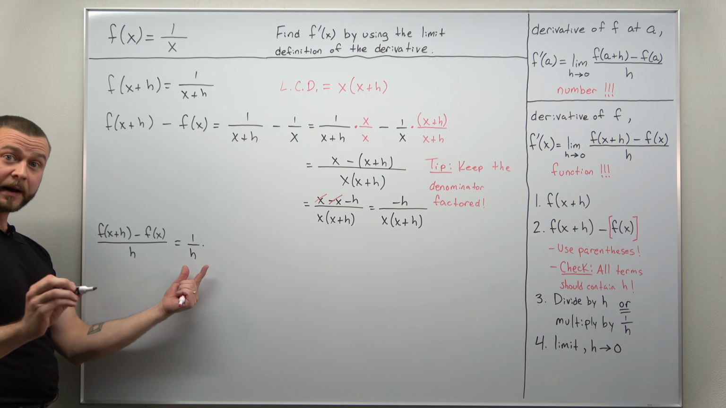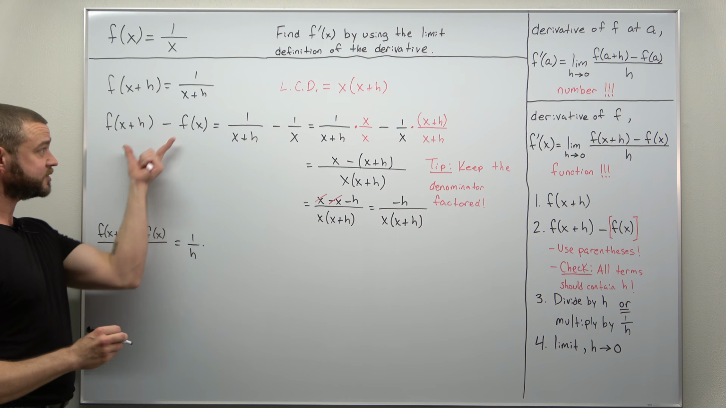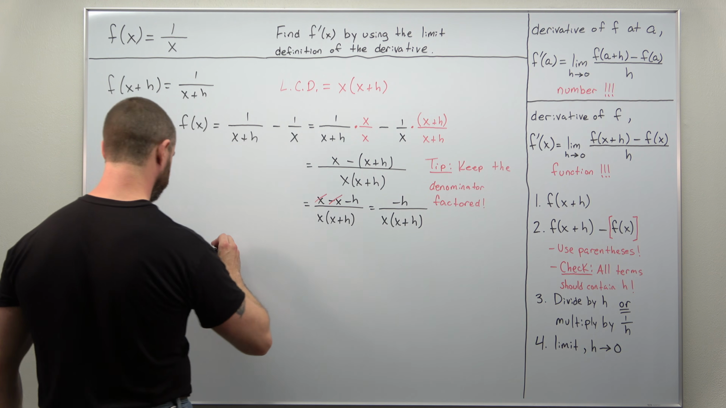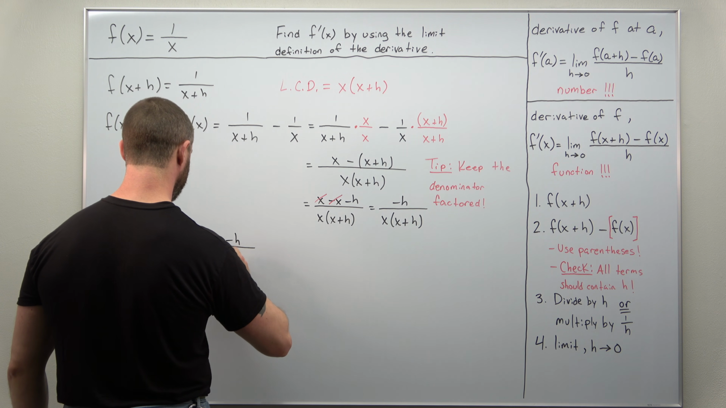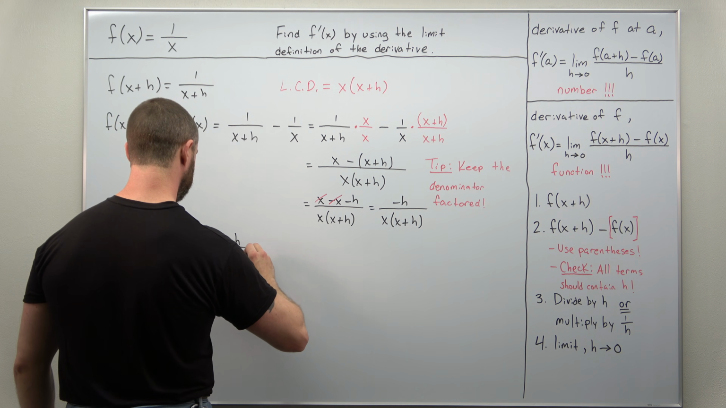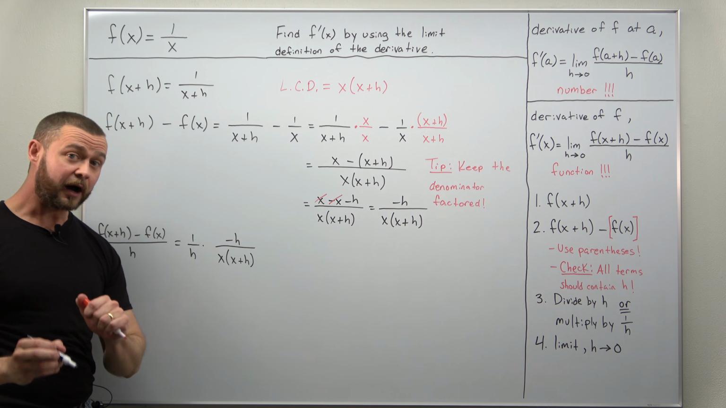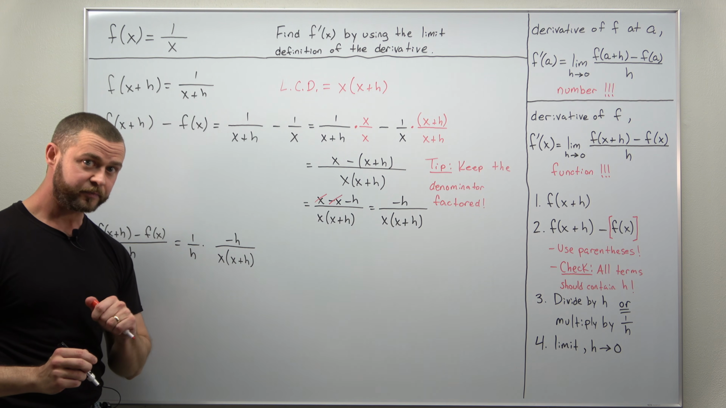And what we're multiplying by 1 over h was f of x plus h minus f of x. That's what we just worked through and simplified here, that fraction, which was negative h over x times x plus h. And now, it's a little more obvious that your factors of h cancel out.